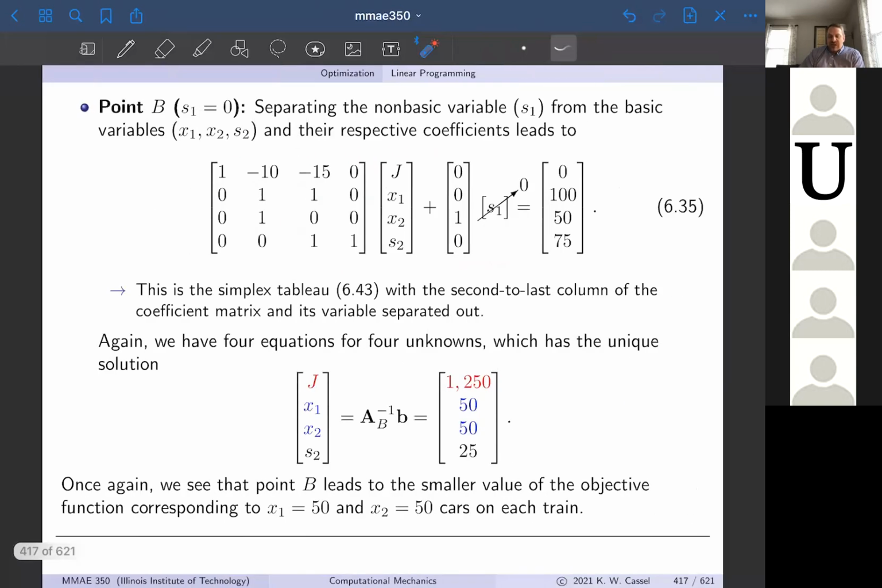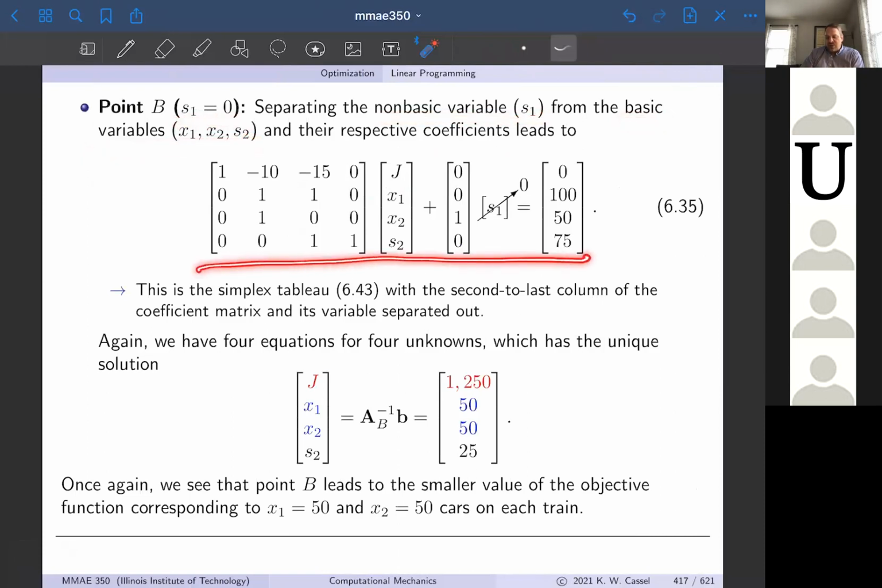For point B, so this is on the right vertical boundary, where S1 is equal to 0. If we separate out the non-basic variable, which in this case is S1, because it's S1 that's 0, from the basic variables, which are now X1, X2, and S2, then we get this.